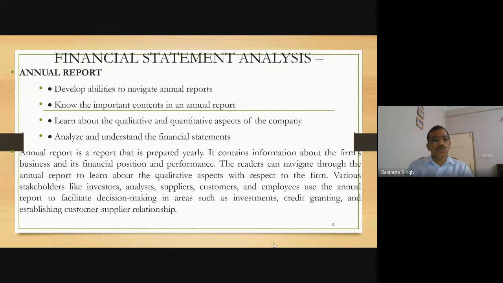So you can do this also. With respect to various stakeholders, who are the stakeholders? आपको मैंने पहले बताया कि stakeholders are nothing but the investors, analysts, suppliers, customers, and employees who use the annual report to facilitate decision making. And now I can add that the research scholars also.